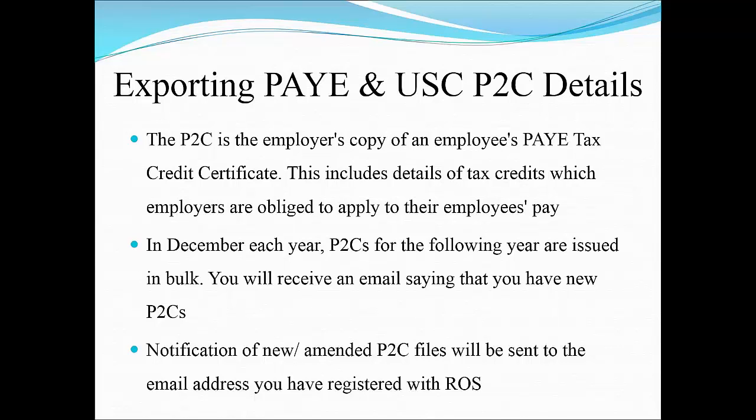In December each year, Revenue will issue the P2C files for the following tax year, usually around the 10th of December, the second week in December. They will issue the P2C files to you in bulk, and you should receive an email from them saying that you now have new P2C files. Notification of P2C files, be it the new ones for the tax year or amended P2C files, will be sent to the email address that you have registered with ROS.